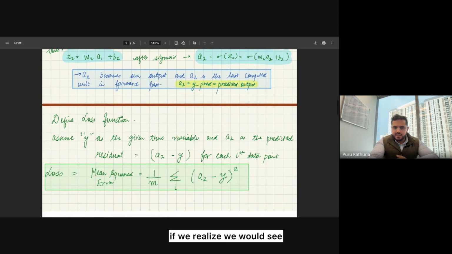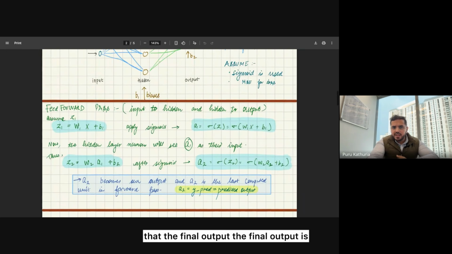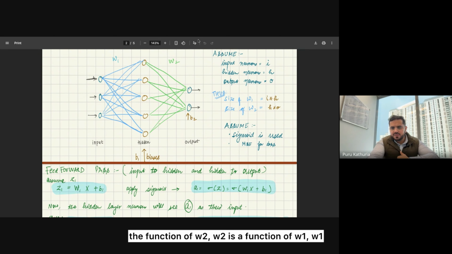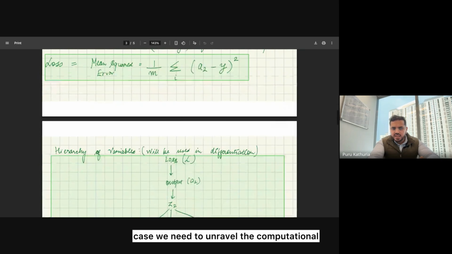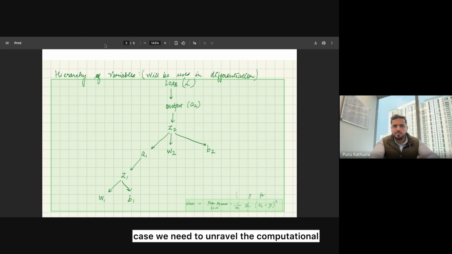So if we realize, we would see that the final output is a function of W2. W2 is a function of W1. W1 again is getting multiplied with the input, right? So we have nested parameters. In this nesting case, we need to unravel the computational graph, right? The computational graph has a topology, right? Now, what do I mean by topology?